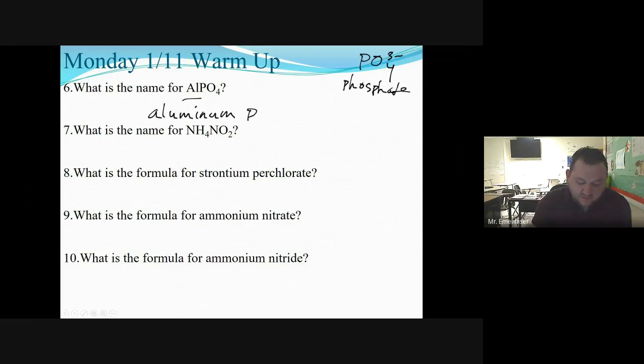So aluminum phosphate is the answer. Okay. What's the name for NH4NO2? NH4 is called ammonium. And that's the first part of this.